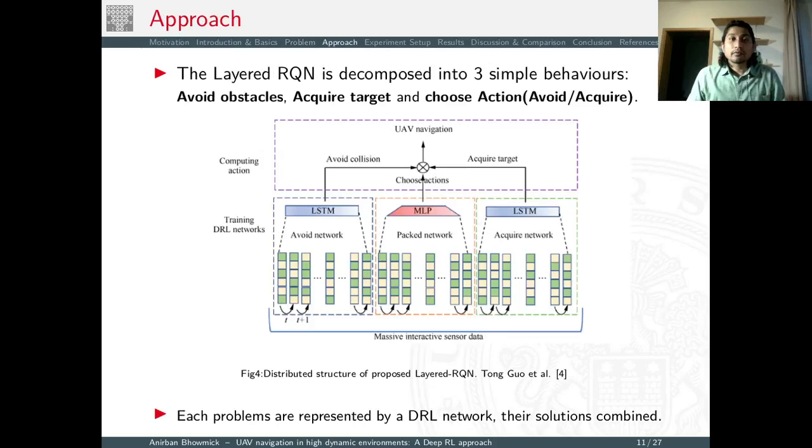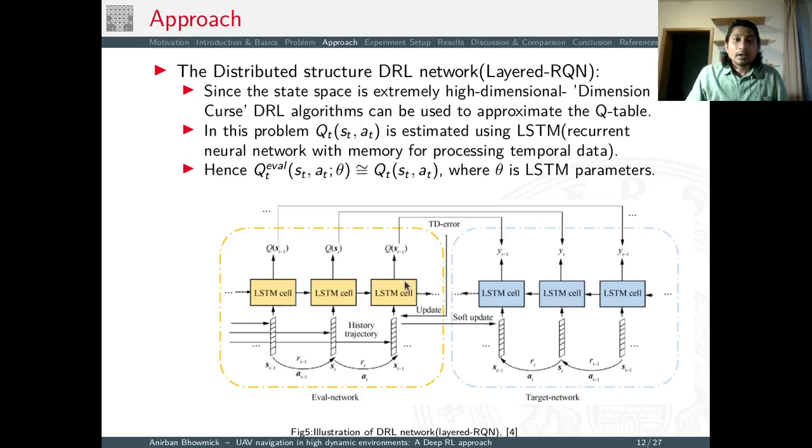So the layered RQN consists of the 3 parts as we spoke about earlier. One is the avoid network to avoid the obstacle, the acquire network to acquire the target, and the pack network, which combines both of them and chooses an action. Each of these networks is further broken down. As we can see, they consist of several LSTM cells, and each LSTM cell performs an operation and calculates the Q value. The Q value for an LSTM cell is given in this equation, and theta are the parameters of the LSTM.